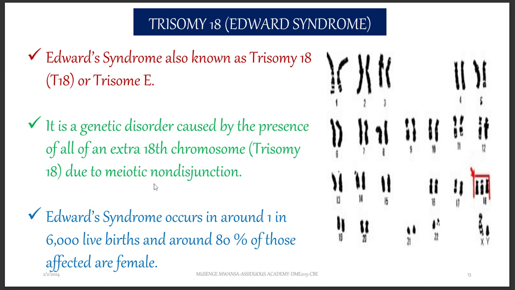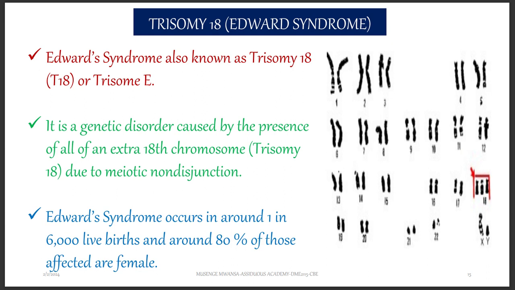There was a meiotic non-disjunction when the cells were undergoing meiosis. The cell did not manage to separate, so you had two chromosomes in a cell which was supposed to have one chromosome, because normally a sex cell is supposed to have a haploid number, but it had a diploid number. So after fertilization, you ended up having an extra chromosome. Edwards syndrome occurs in around 1 in 6,000 live births, with around 60% of those affected being females. So this one is more common in females than in males.